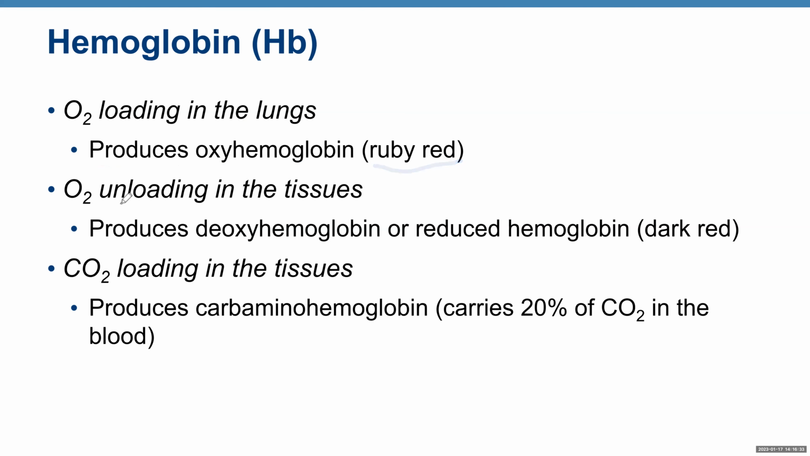Now, where you unload oxygen, you unload in the tissues, because your whole goal is to deliver oxygen from lungs to the tissue. So you load oxygen in the lung, unload in the tissue. Now, when that happens, you produce deoxyhemoglobin, or reduced hemoglobin, that is dark red. You also are going to load carbon dioxide in the tissue. Why? Because you deliver it to the lungs. Then we produce carbaminohemoglobin.